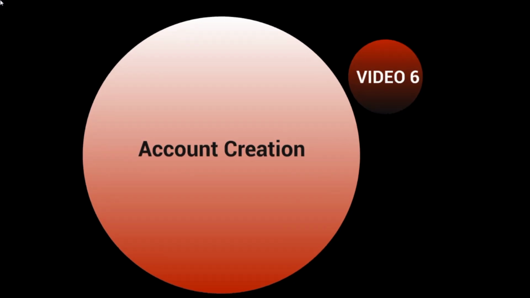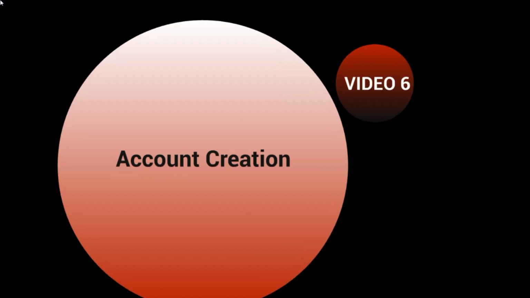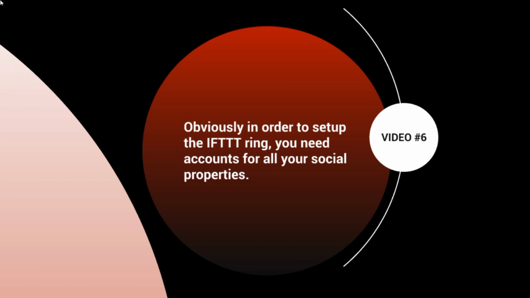And we're going to talk about account creation. Okay, so obviously in order to set up the IFTTT ring, you need to have accounts for all of your branded social properties. So in other words, you need to have the username and password for Facebook, for Twitter, for all the other social media properties.